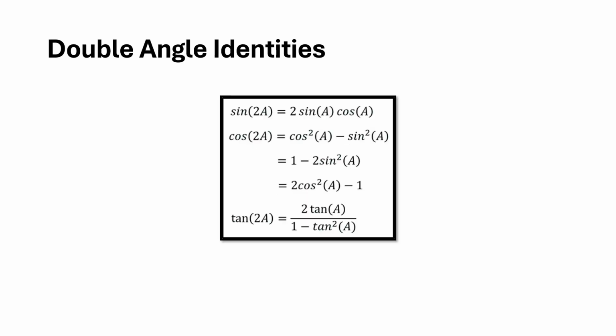And last but not least are our double angle identities. If we have sine of 2a, that will be equivalent to 2 sine a cosine a. Cosine 2a will be equivalent to cosine squared a minus sine squared a, or 1 minus 2 sine squared a, or 2 cosine squared a minus 1. So cosine 2a has quite a bit of different variations. And then tan 2a equals 2 tan a all over 1 minus tan squared a.